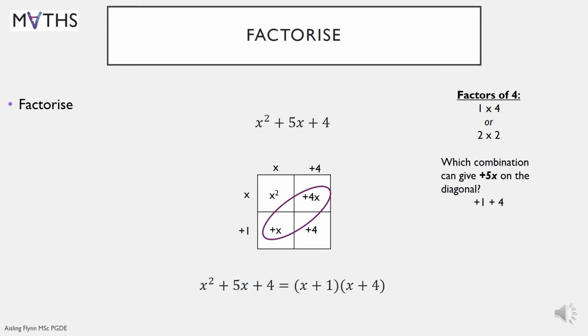So to present the answer, we have the product x squared plus 5x plus 4 was made from the factors x plus 1 in one bracket and x plus 4 in the other bracket. We've now factorized.